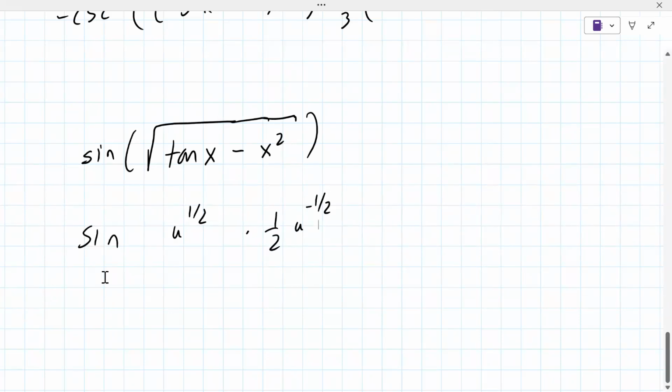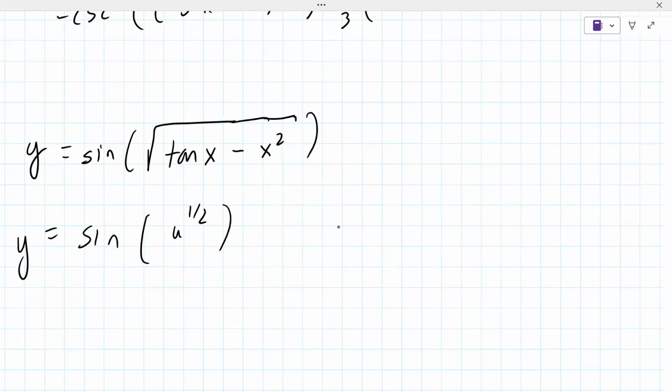Well, be careful. You've not taken the derivative of sine. Like what you wrote is still the original. You still haven't taken a derivative of this. You have to start with the outside function, which is sine. The derivative of sine is cosine. Yes, keep the inside function. So cosine of u to the 1/2 times 1/2 u.